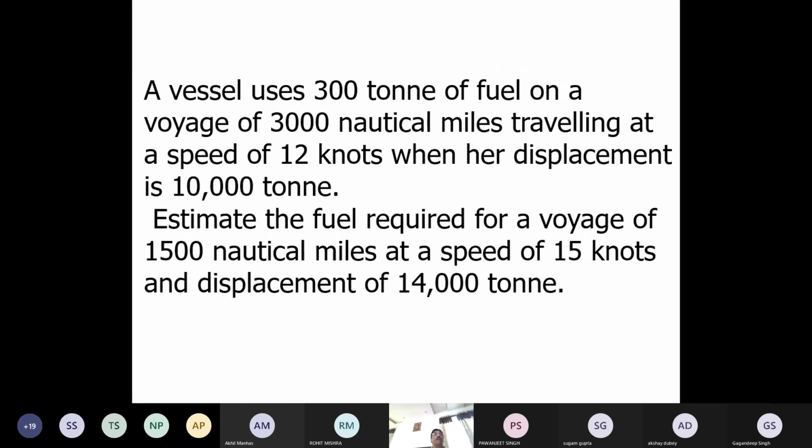A vessel uses 300 tons of fuel on a voyage of 3000 nautical miles traveling at a speed of 12 knots. ये तो आप कर ही लोगे. When her displacement is 10,000 tons, estimate the fuel required for a voyage of 1500 nautical miles at a speed of 15 knots and displacement of 14,000 ton. तो voyage के लिए कितना fuel चाहिए हमें ये निकालना.